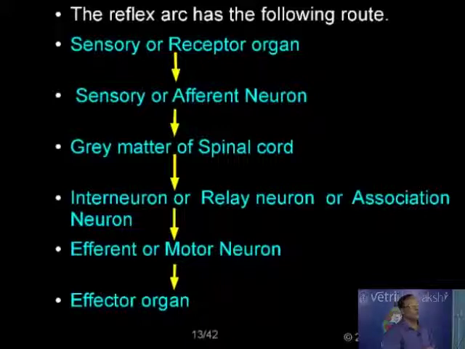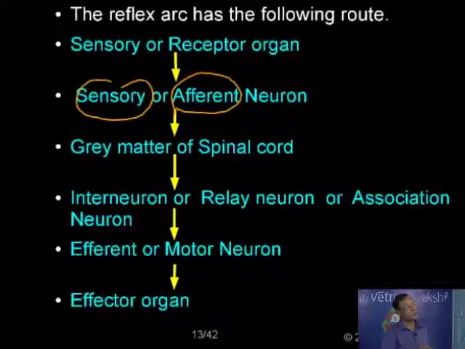So any neuron which carries information from a receptor to the central nervous system is called a sensory or afferent neuron. Any neuron which carries the sensory stimulus in the form of impulses from the receptor towards the central nervous system is known as a sensory or afferent neuron, moving towards, entering in.